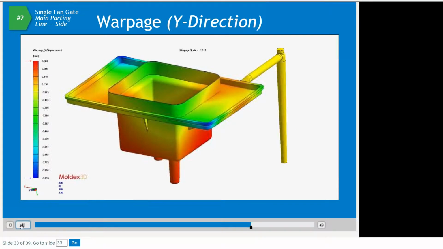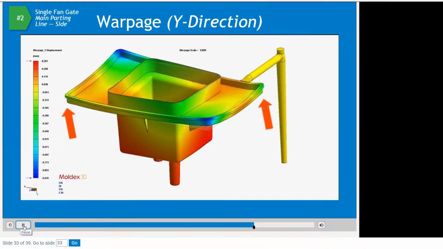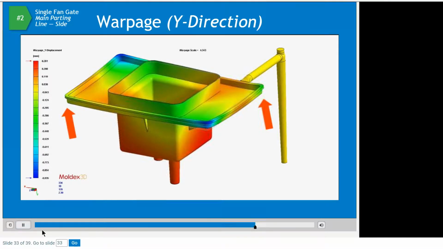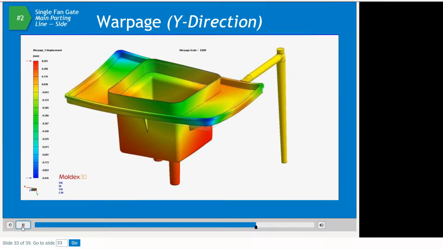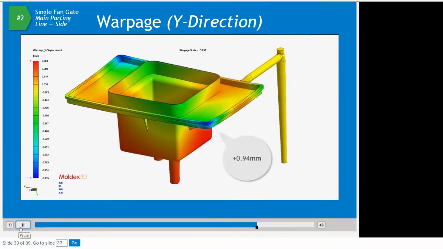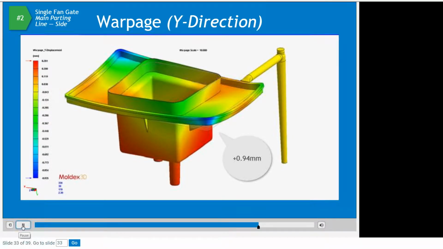The warpage behavior for the offset fan gate shows less uniform behavior than the previous example. Because of the fiber orientation, you can see two of the diagonal corners are warping less than the other two. But notice the blue corners are warping upward by 0.94 millimeters, almost twice as much as the previous example. The part is twisting. Lower warp corners, higher warp corners. Everything is due to the fiber orientation.